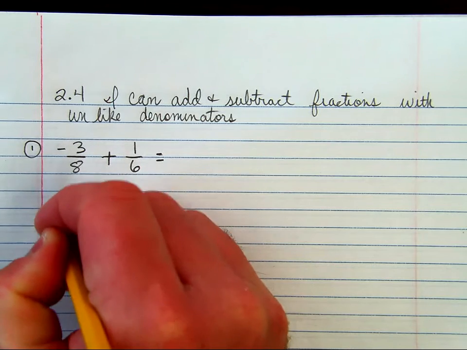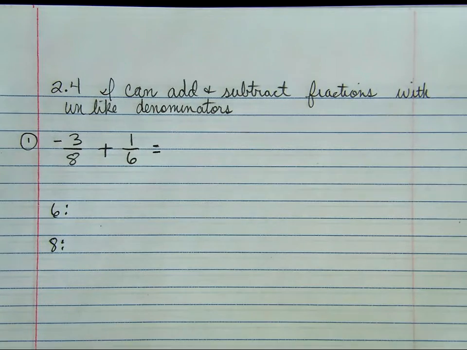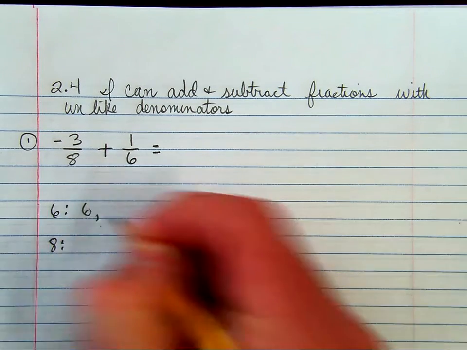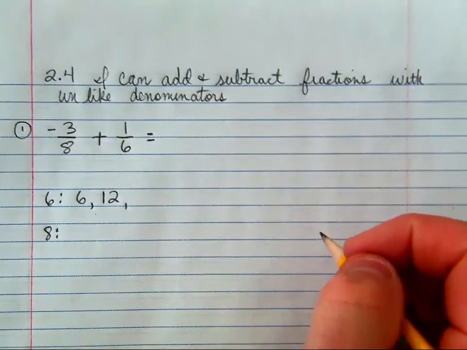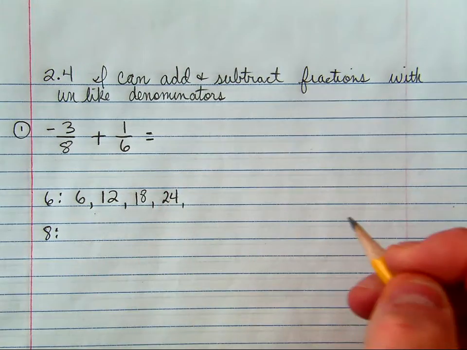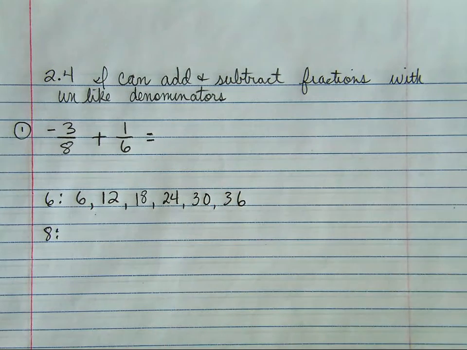Start out with our denominators. We have a 6 and we have an 8. And like Alex said, multiple means multiplication. So what's 6 times 1? What's 6 times 2? What's 6 times 3? What's 6 times 4? What's 6 times 5? What's 6 times 6? All right, let's stop there and see if we can get a match. If we don't get a match, we're going to have to keep going.